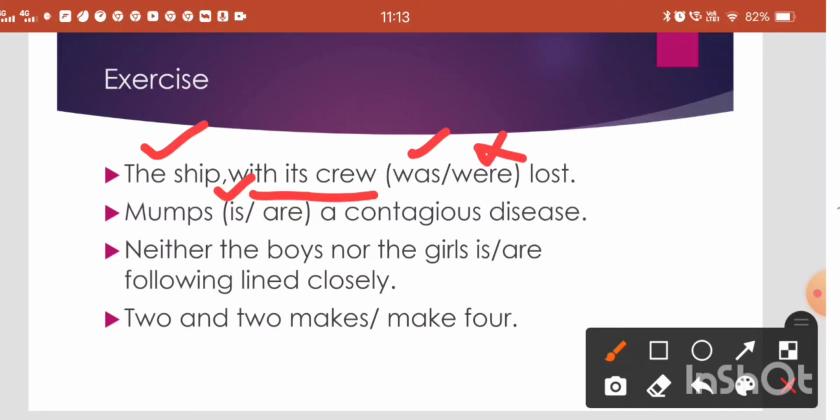Neither the boys nor the girls. Girls is the nearest subject to the verb, so are, not is. 2 and 2 makes or make four: both are correct. When you write make four, it means two compound subjects connected by and take a plural verb, make. But when we are talking about some arithmetic formula, then we'll be using makes.